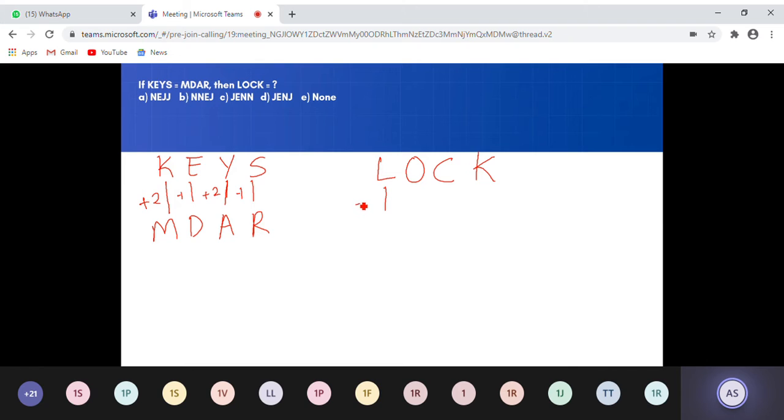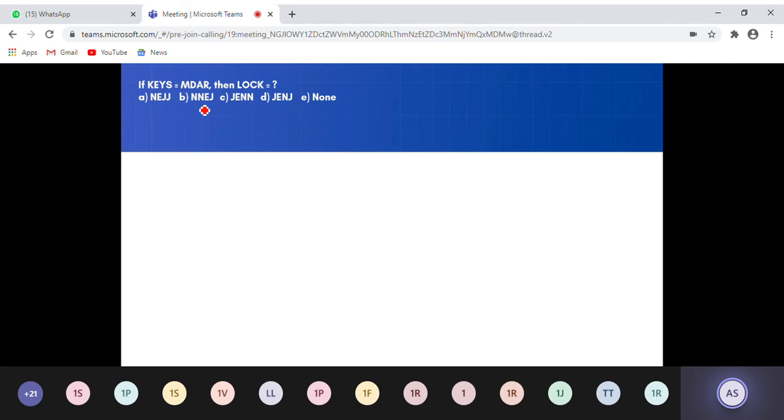So L +2 will be LMN. O -1 will be N. C +2 will be D, followed by that E, and here -1 will be J. It will be N N E J. Answer option B. Okay. The next one.